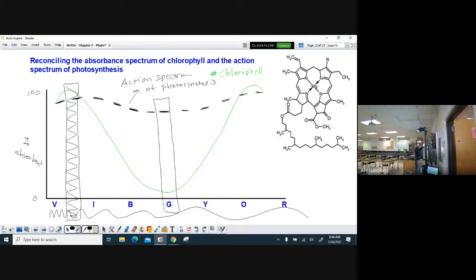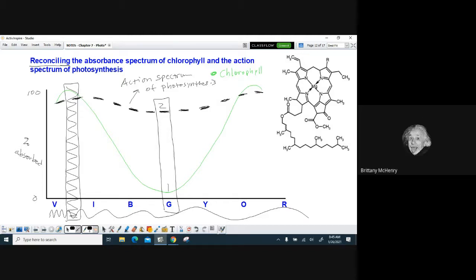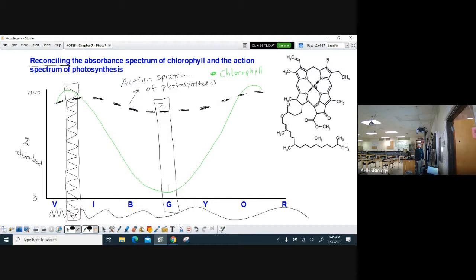Is photosynthesis happening if I just use green light? Yes, but not at such a high rate, but it is happening, right? But that doesn't make any sense, because we already said that to start photosynthesis in the light reactions, you have to have the absorbance of light to split water to get the electrons out. So how can we, what we call reconcile, right? How can we explain the difference if chlorophyll is not absorbing the light, but photosynthesis is still happening? There's another pigment.